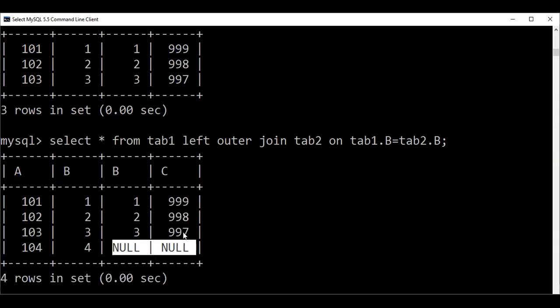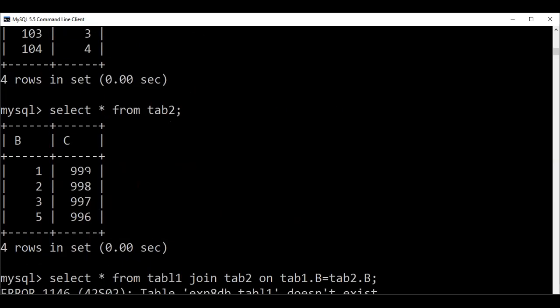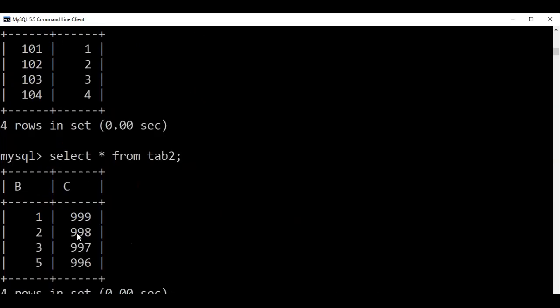Similarly, if I put right here, tab 1 and right, from the right side it will give me all the rows. Right means, where is the tab 2 table? Second table. So 1999, it will give me 101. 2998, so 2 is associated with 102. 3997, 3 is associated with 103. 5 has no association, but it will give 5996, and this side will be null.